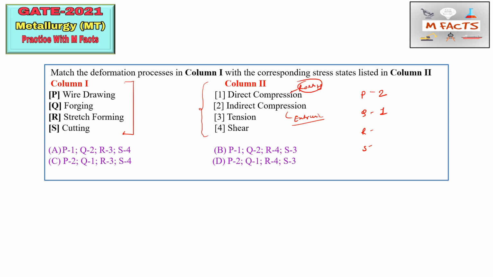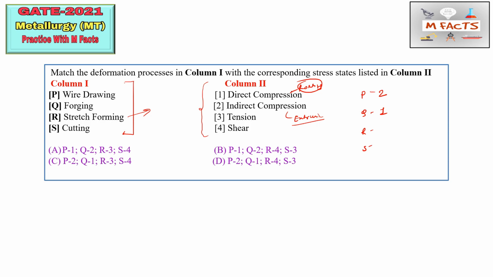Okay, so this is a very important part of fundamentals of metal forming. I already provided the list of this direct compression and indirect compression. So you can go through that PDF and read all those things. Okay, so stretch forming is basically a deformation process in which we apply the tension force. Okay, so tensile force is applied during this stretch forming.